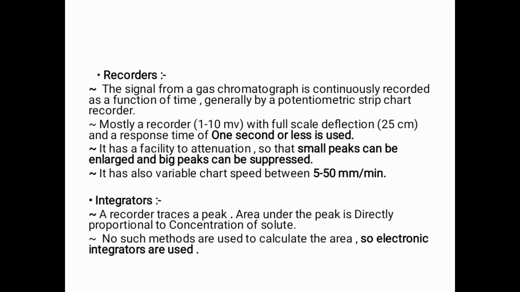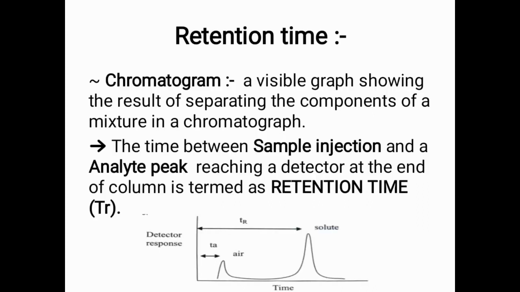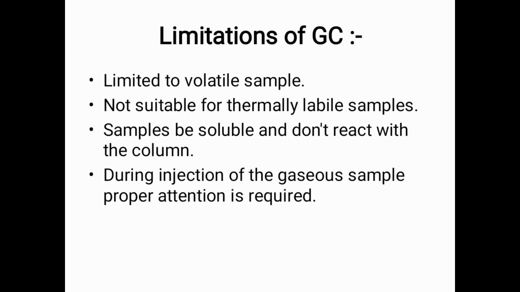A recorder traces a peak and the area under the peak is directly proportional to the concentration of solute, and as there are no simple methods to calculate such area, electrical integrators are used. The time between the sample injection and the analyte peak reaching a detector at the end of a column is termed as retention time TR.